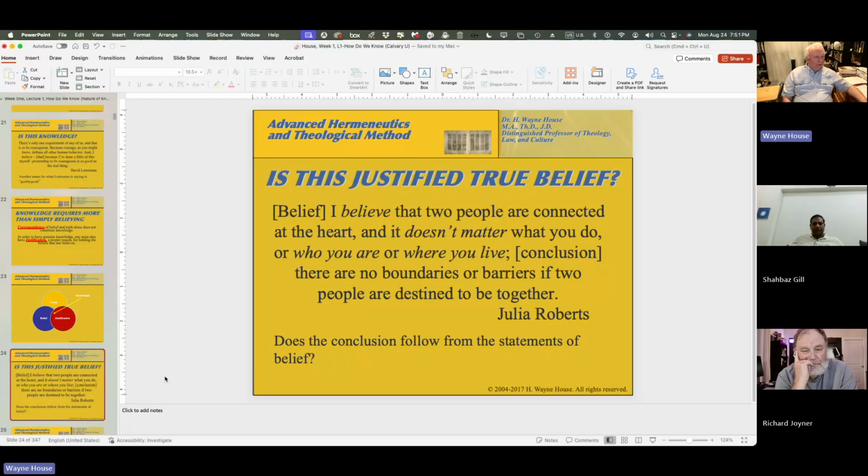I believe that two people are connected at the heart, and it doesn't matter what you do or who you are or where you live. That's the conclusion. There are no boundaries or barriers if two people are destined to be together.